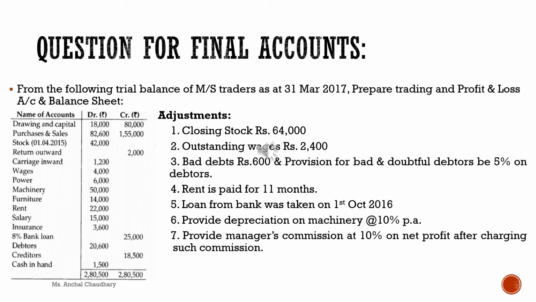So how will you calculate? As we can see in the trial balance, the amount of loan is 25,000, and that is an 8% bank loan. 8% here means the rate of interest. So the rate of interest is 8% and 25,000 is your principal amount. You have to calculate it according to the 6 months. Then you have to write it on the P&L debit side, and it will also be written in your balance sheet.